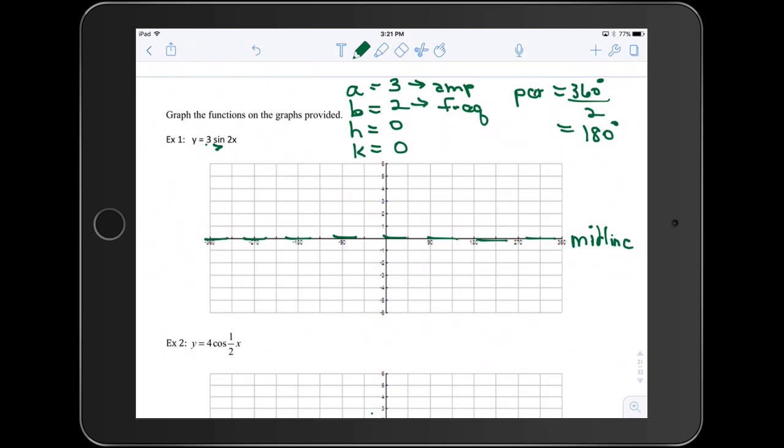And I will always draw this. This is not something I just start. It's something I always do, especially as they get more complicated. My amplitude means it's going up 3 and down 3. So it means from 0, it's going to go all the way up to 3. So draw your max line.